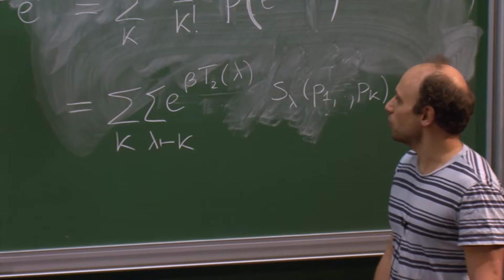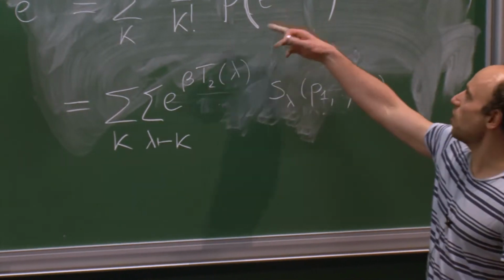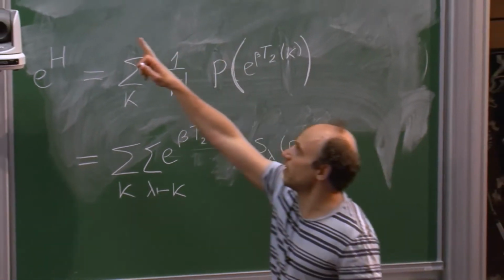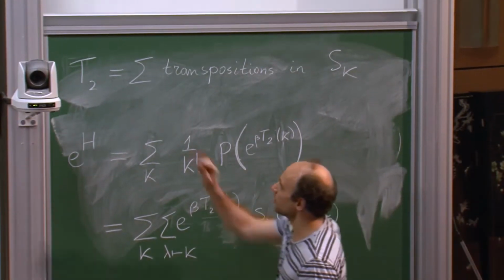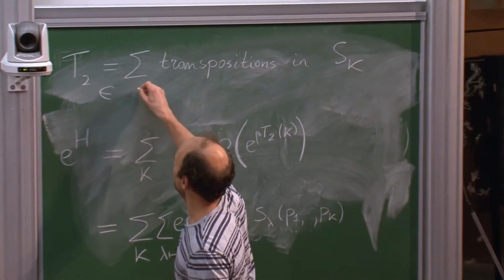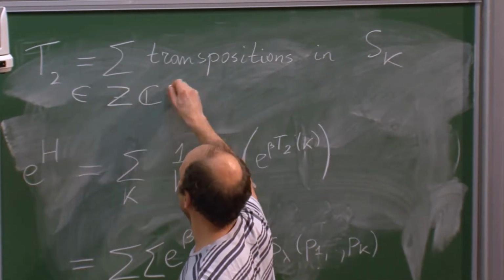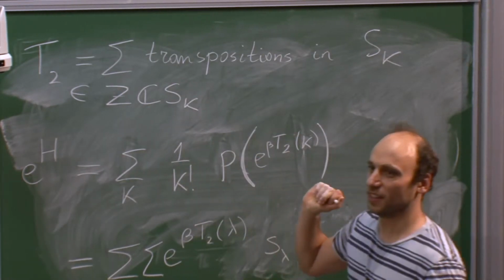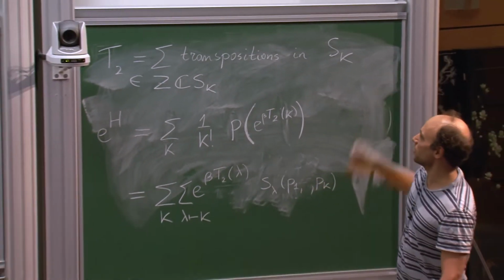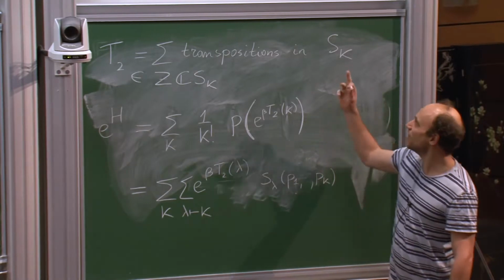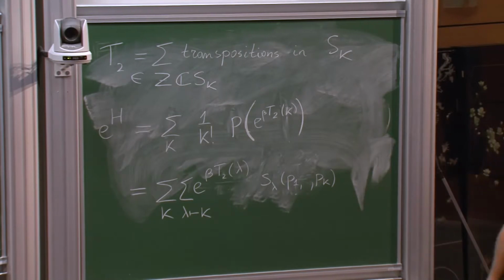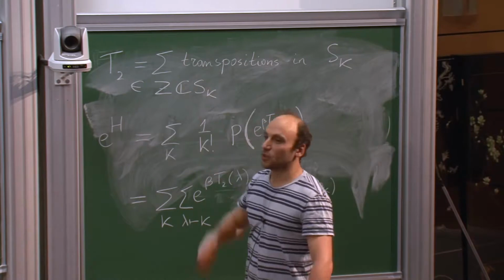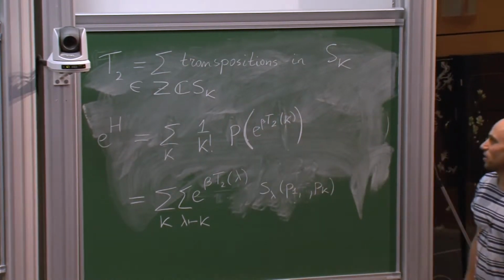So this is a way to compute the power of this element, right? So now I have this T2, it's the sum of all transpositions in Sk. It's actually an element of the center of the group algebra of Sk, right? It's a linear combination of transpositions, so it's in the group algebra of Sk, and it's actually an element of the center because I take a symmetric thing, the sum of all transpositions. So now how do I raise it to the power m? How do I compute its exponential?